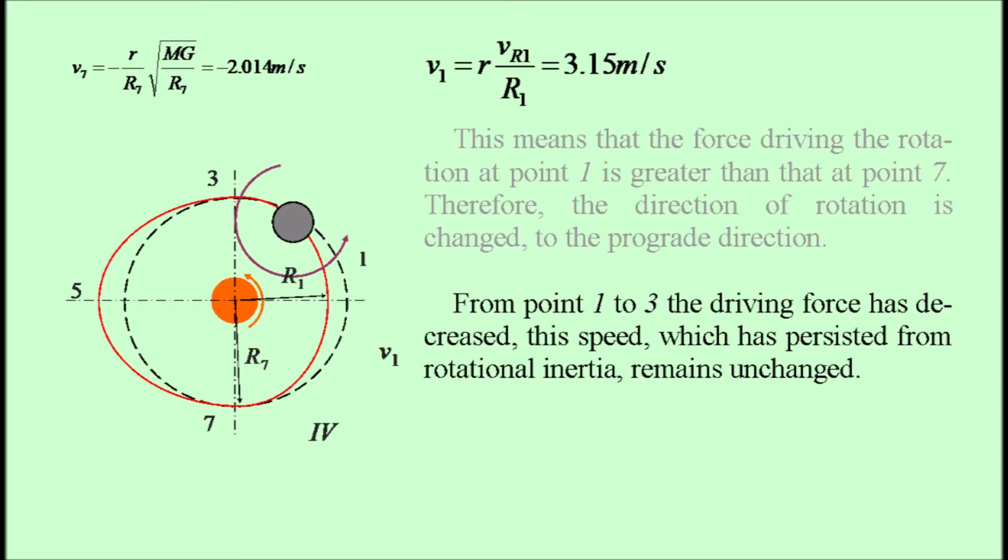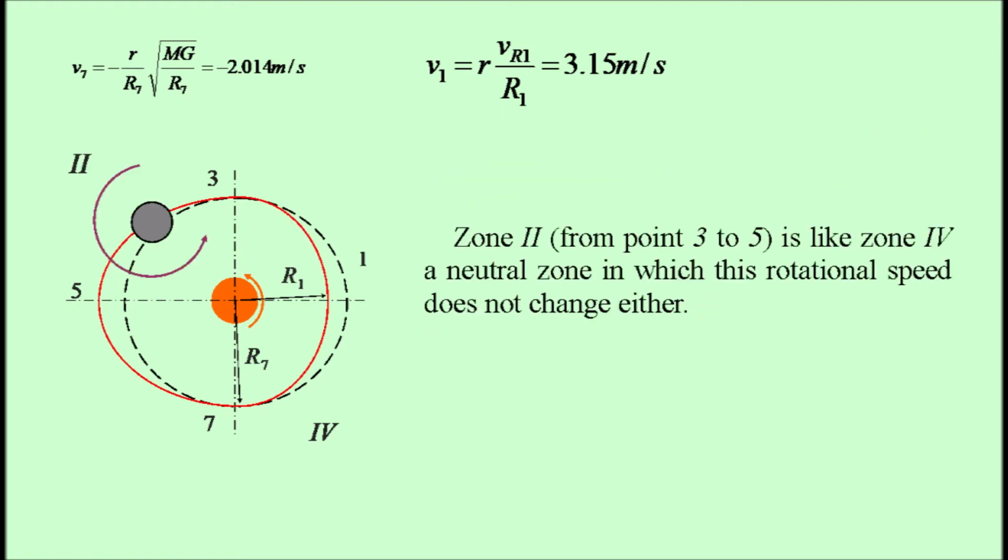From point 1 to 3 the driving force has decreased. This speed, which has persisted from rotational inertia, remains unchanged. Zone 2, from point 3 to 5, is like zone 4, a neutral zone in which this rotational speed does not change either.